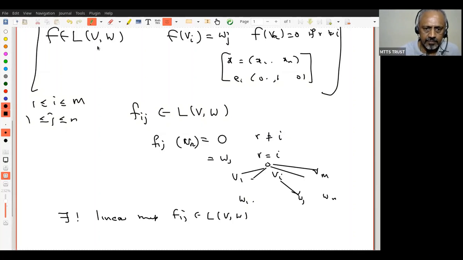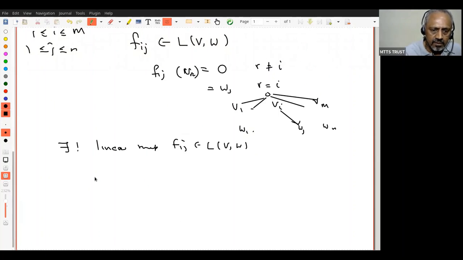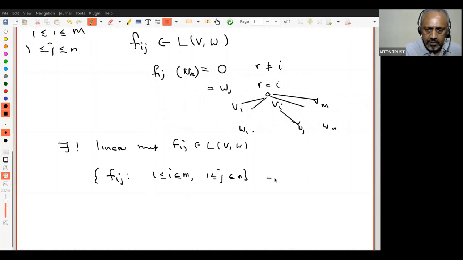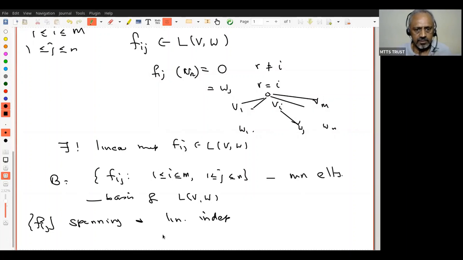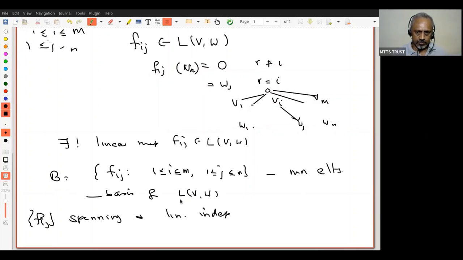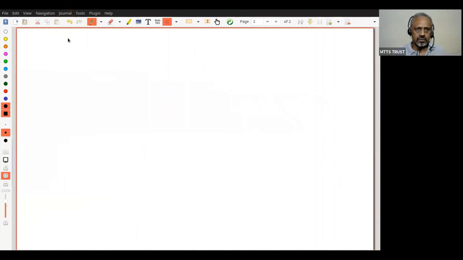We want to claim something. So how many are there? Look at this collection, Fij, where 1 is less than or equal to i less than or equal to m, and 1 less than or equal to j less than or equal to n. How many elements are there? mn elements. We want to show this is a basis for L(V, W). So what are the things I have to show? Let me call this set B. I have to show it is a spanning set, and then I will show it's linearly independent. These are the two things. If I show that, then I'm through. So let us go do that.